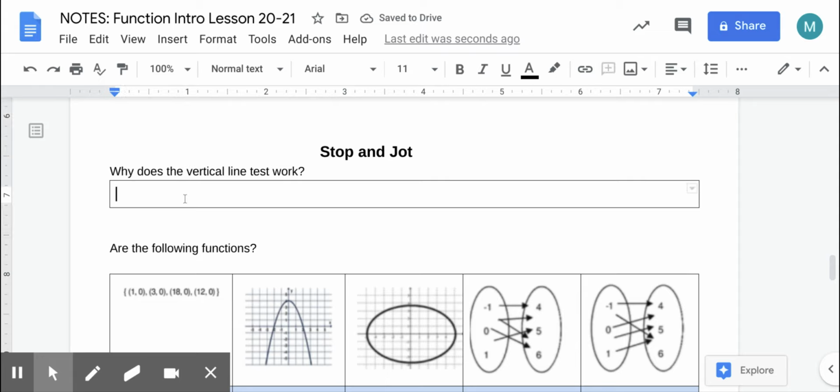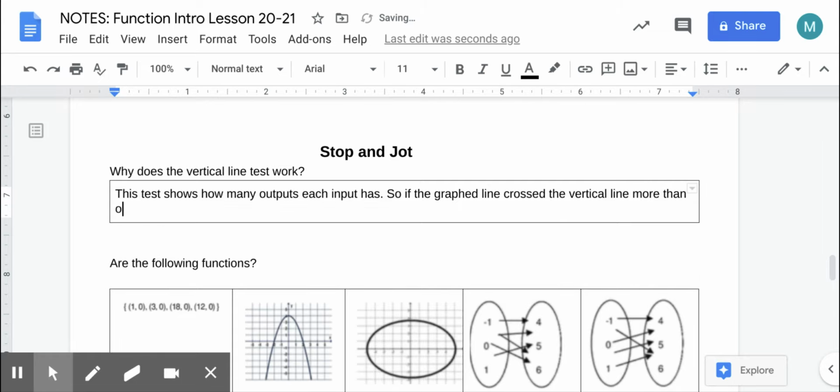All right, so why does the vertical line test work? Well, the vertical line test shows where on the graph an input has, let's change this. This vertical line test shows how many outputs each input has. So if the graphed line crosses the vertical line more than once, it means that an input has more than one output.